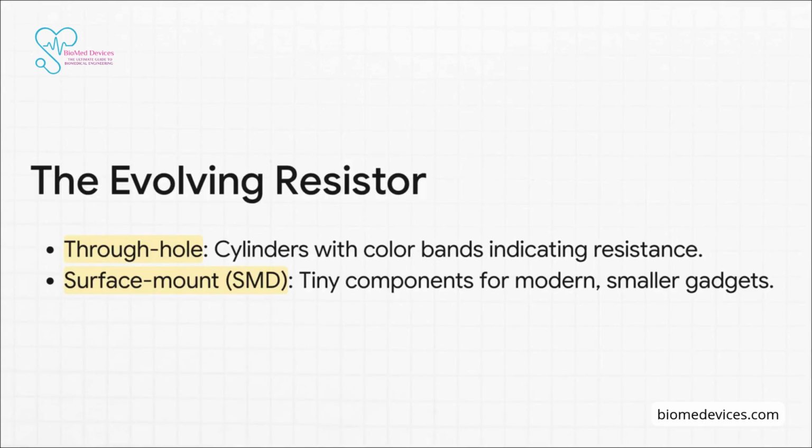And this amazing little tool has evolved right along with our technology. For decades, we used these through-hole resistors. You know, the little cylinders with the colored stripes that told you their value? But as our gadgets got smaller and smaller, going from bulky radios to the smartphones in our pockets, the parts had to shrink too. And that gave us these tiny surface mount or SMD resistors. The shape has changed, but the job, control, is exactly the same.